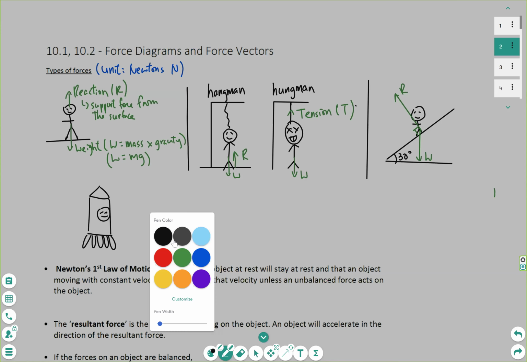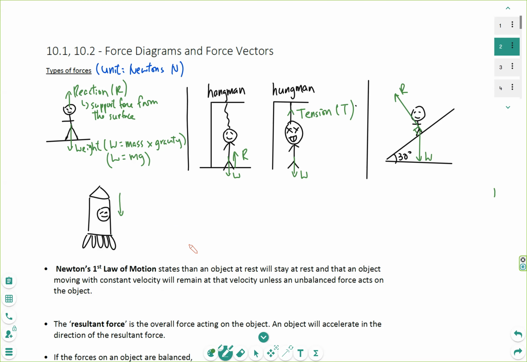First of all, we have air resistance, right? As we're shooting upwards, we have air resistance. Then we have the weight of the rocket, the body and the person, and also we have a thrust pointing upwards. Thrust means fuel pushing you up. That burst of speed, thrust. Okay, in a rocket.